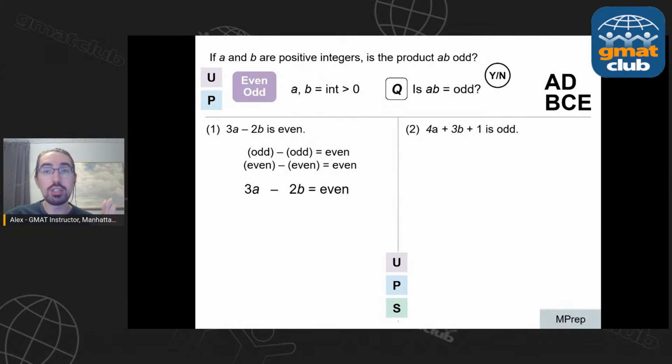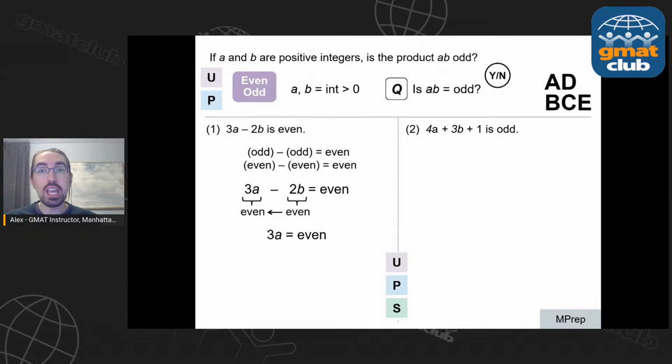So we have 3A and 2B. Do we know if either of them are odd or even? Yes, we do. We know that 2B has to be even because we're multiplying it by 2. Whether B is odd or even, it's going to end up being even when we multiply it by 2. So if we need these to be the same, like even, even, or odd, odd, once we know 2B is even, then we know that 3A is even. So that's what statement one is really telling us, that 3A is even.